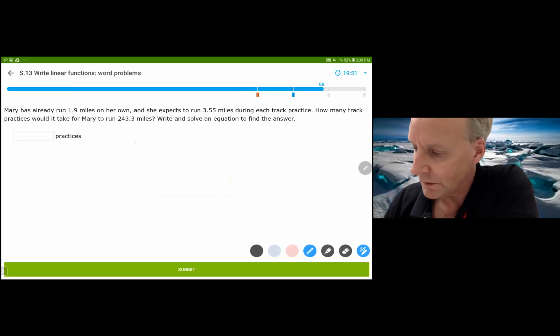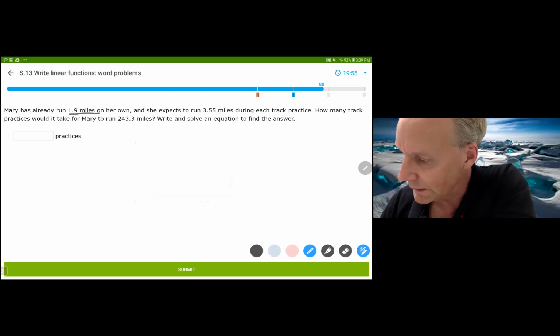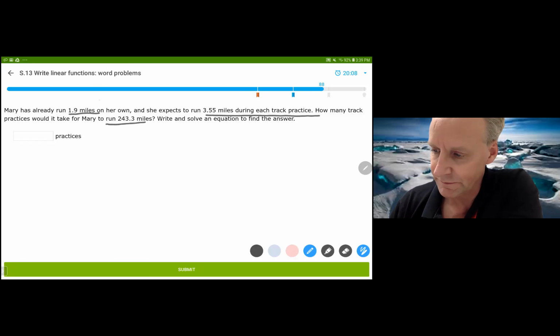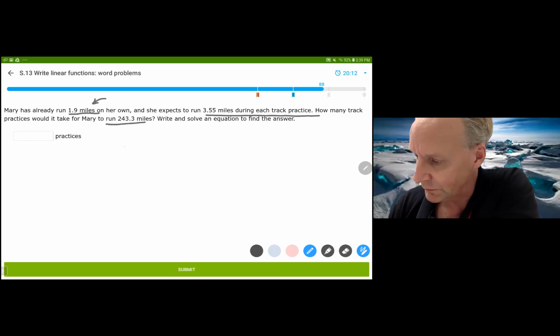And Mary has already run 1.9 miles on her own and expects to run 3.55 miles during each practice. How many track practices will it take for her to get to 243.3 miles? Well, I'm assuming she's probably going to run some more on her own, hopefully, but who knows? The number of miles that she runs is 3.55 for each track practice.